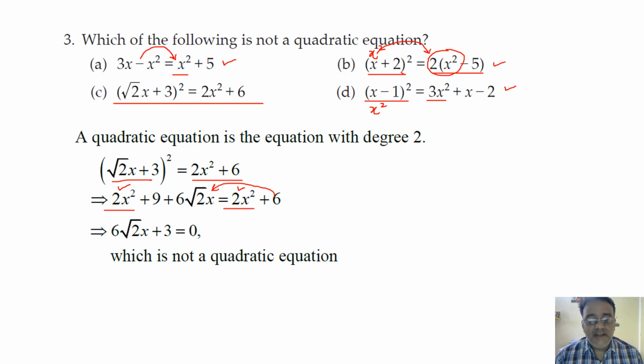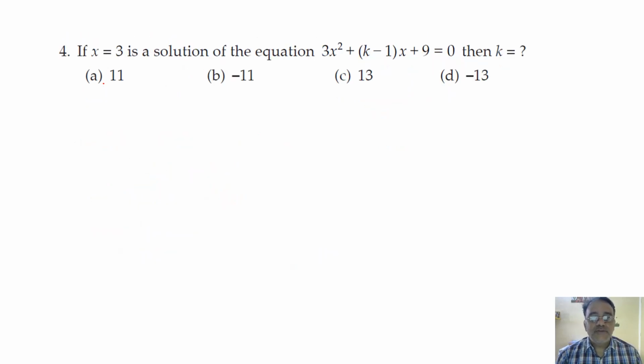So which is not a quadratic equation? So the correct option is Option C. Now we are moving toward question number 4. If x is equal to 3 is a solution of this quadratic equation, then find the value of k.